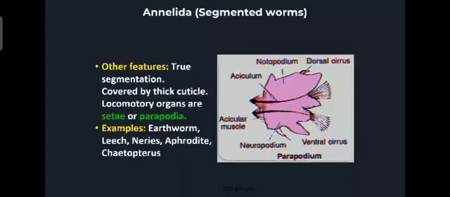Then what are the examples for this Annelida? Earthworm, leech, nereis, okay, Chaetopterus, all these are the examples. So just remember earthworm, leech and nereis. It will be easy for you to remember. We'll see the pictures of these examples now.